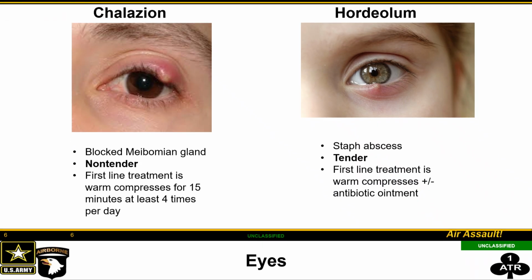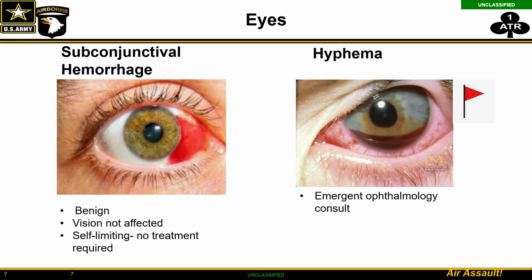antibiotic ointment. Our next this versus that comparison is a subconjunctival hemorrhage versus hyphema. And so subconjunctival hemorrhages are very, very common. They're completely benign. And if you can see where that bleeding stops, so it doesn't cross into the iris, and that's important. So if it doesn't cross, that's benign. Vision should not be affected, and these just go away on their own.